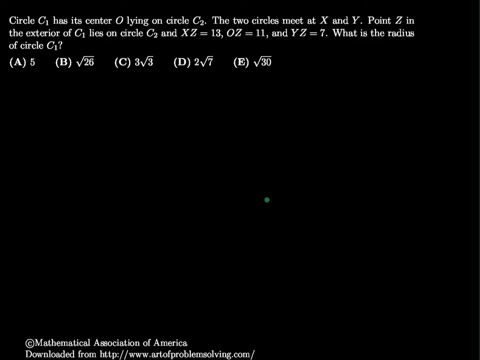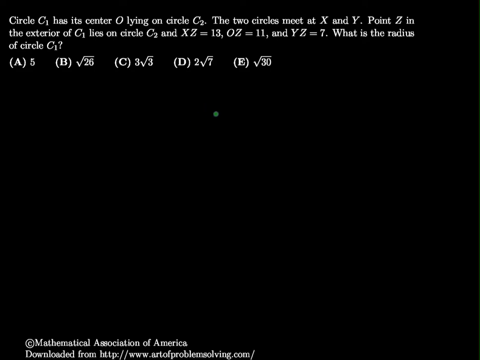Okay, 2012 AMC. This was problem 16 from the AMC12A. It says circle C1 has its center at O, lying on circle C2. The two circles meet at X and Y. Point Z in the exterior of C1 is on circle C2. XZ equals 13, OZ equals 11, YZ equals 7. What is the radius of circle C1?